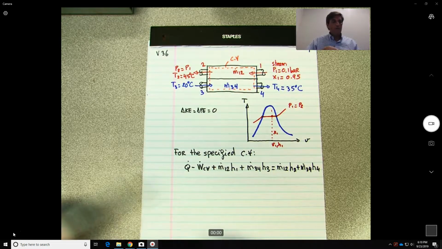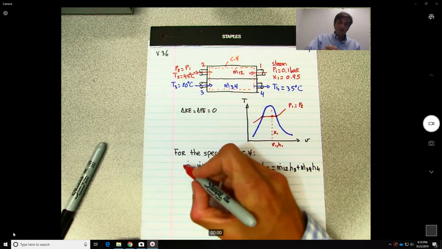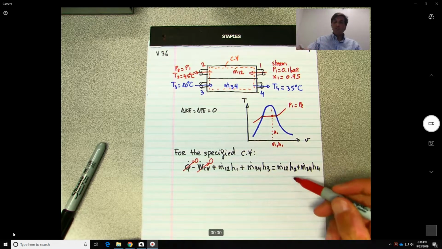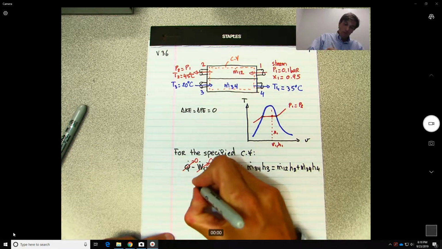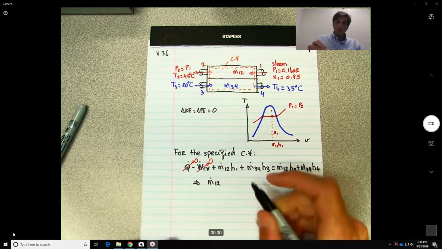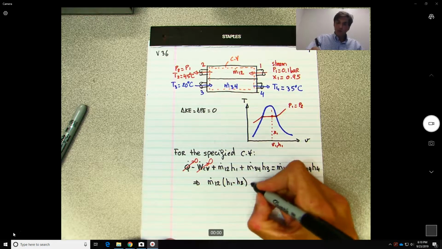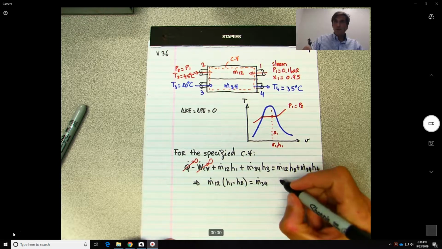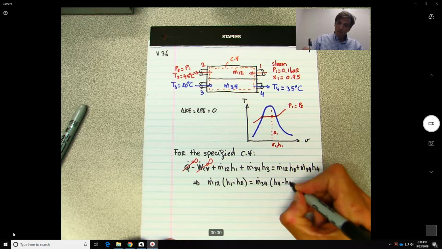Alright, so in this problem, do we have any heat going in or outside the system? No. Do you see any work? So again, all the equations need to come from the figures. So now from this equation, we can write M12 (H1 minus H2) equal to M34 (H4 minus H3).